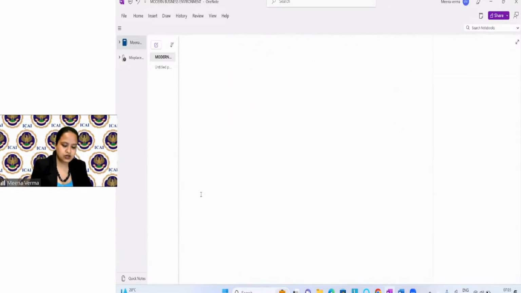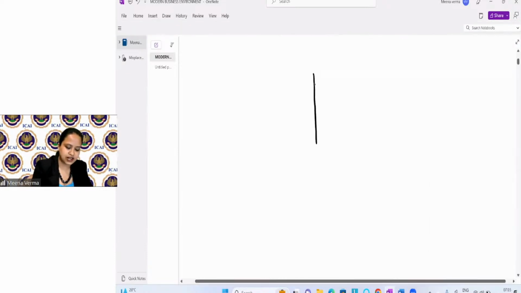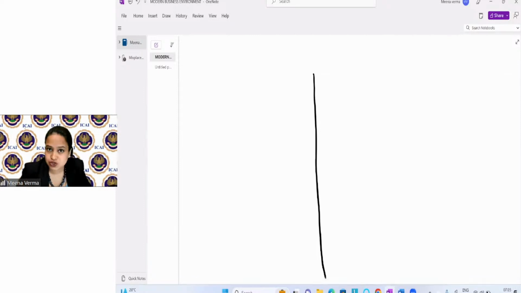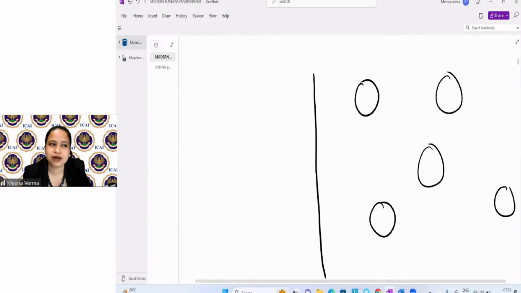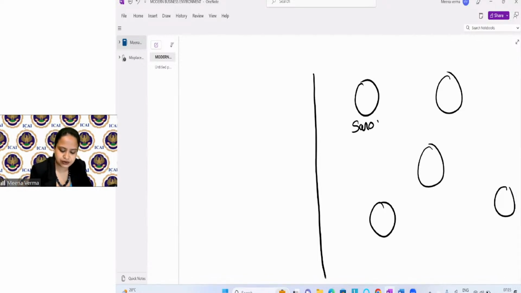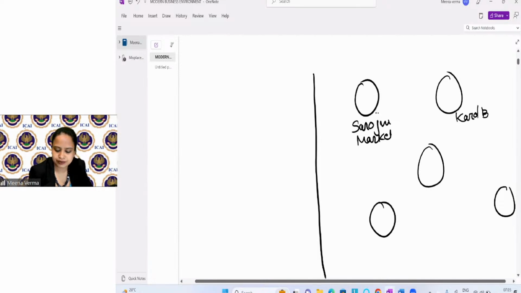Just a few years back, we had such a scenario. Since there was no internet and transportation was not so easy, every country or place had different markets. Let's take some names of markets, like Sarojini market, Karol Bagh market, Kamla market, Palika Market, Janpath Market.